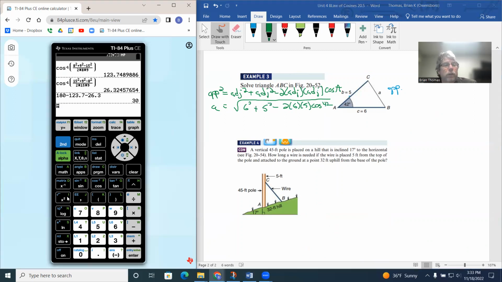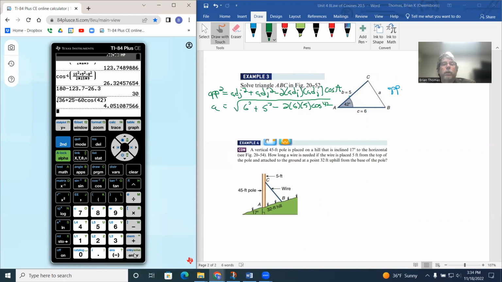So second square root, we have this 36 plus this 25 minus, what's that, 60 cosine of 42. That looks good. So we end up with A is going to be like 4.1.